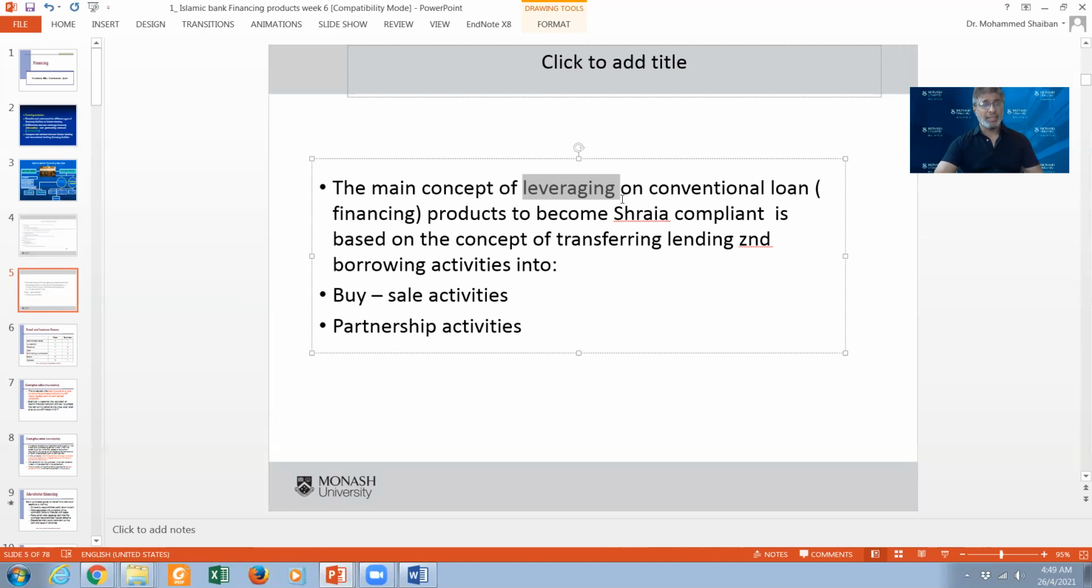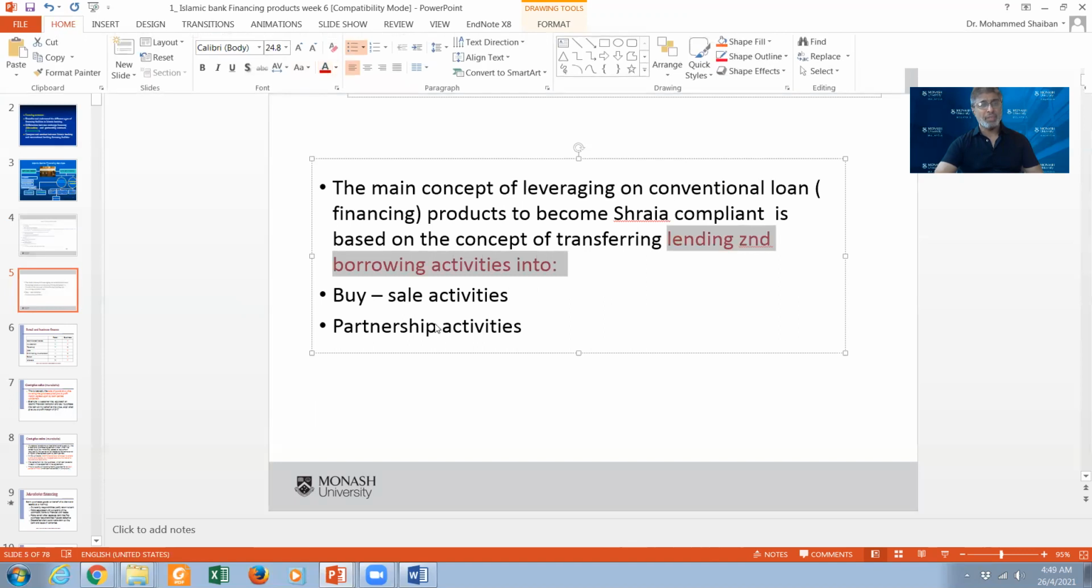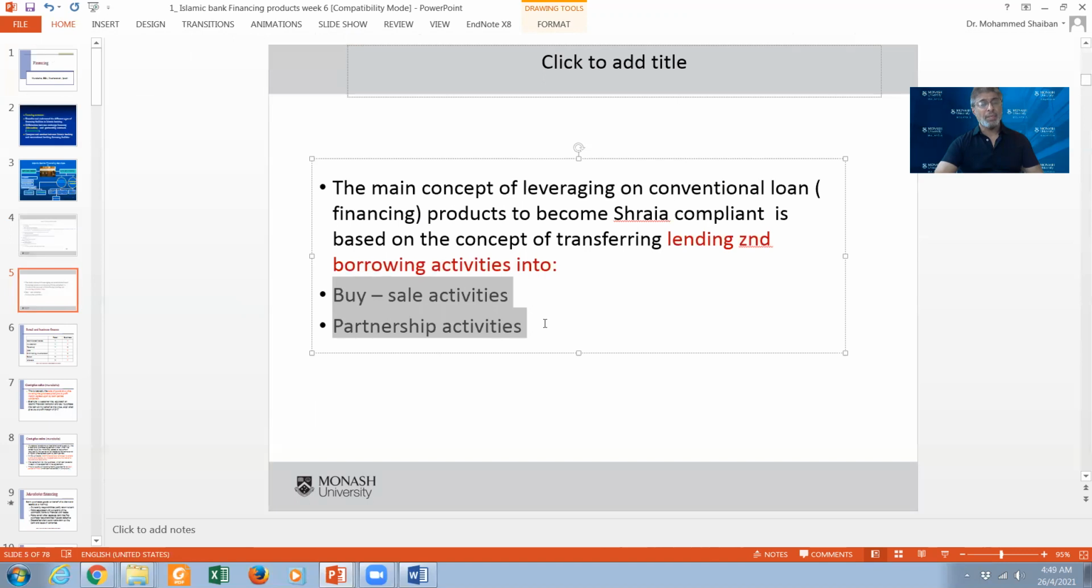And when they structure the contract, they transfer the whole issue of lending and borrowing activities to two contracts. Either buy and sale activities, which means now the bank becomes like a business entity and gets a profit. The return here is a profit, not an interest. Or partnership activities, which is a type of PLS, profit and loss sharing contract, and there is no problem about it.